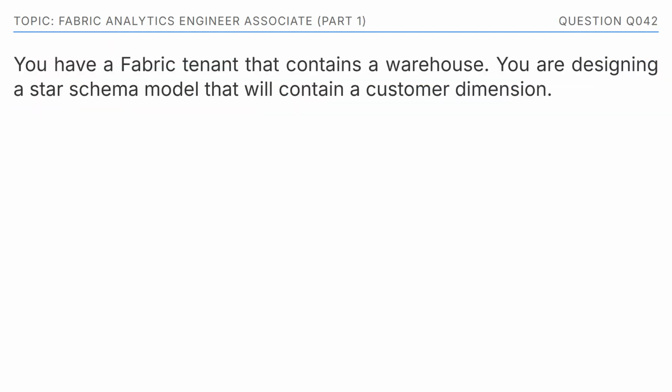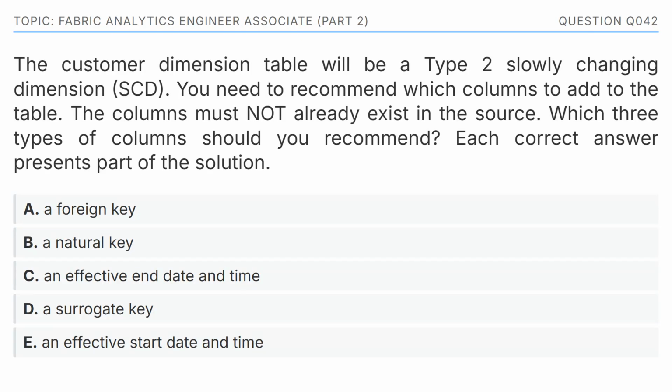You have a Fabric tenant that contains a warehouse. You are designing a star schema model that will contain a customer dimension. The customer dimension table will be a Type 2 slowly changing dimension, SCD. You need to recommend which columns to add to the table. The columns must not already exist in the source. Which 3 types of columns should you recommend? Each correct answer presents part of the solution.